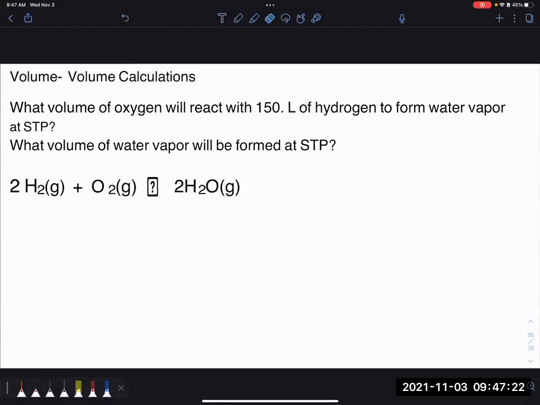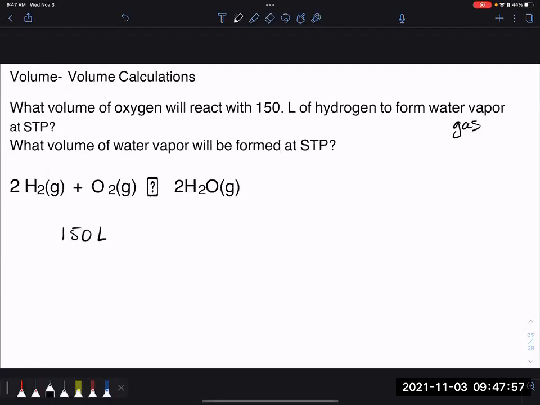All right, so, volume to volume calculation. What volume of oxygen will react with 150 liters of hydrogen to form water vapor, which is a gas, at STP? Oh, and what volume of water vapor will be formed? This is a really weirdly worded question.